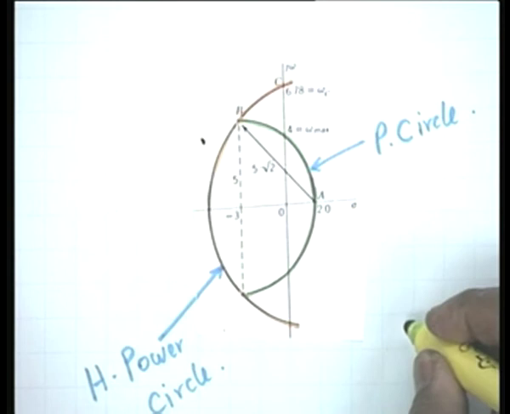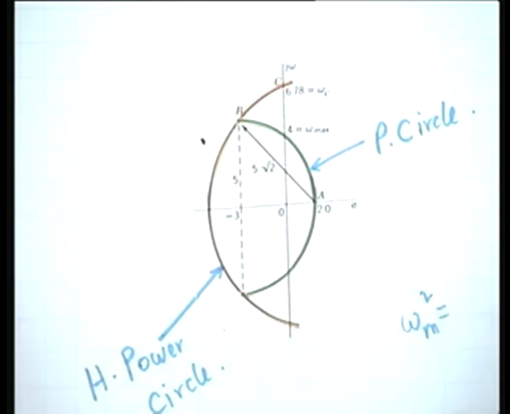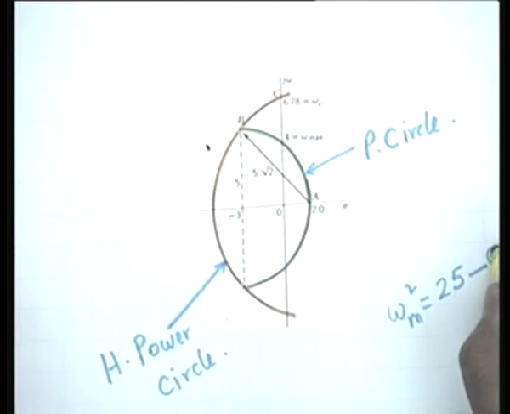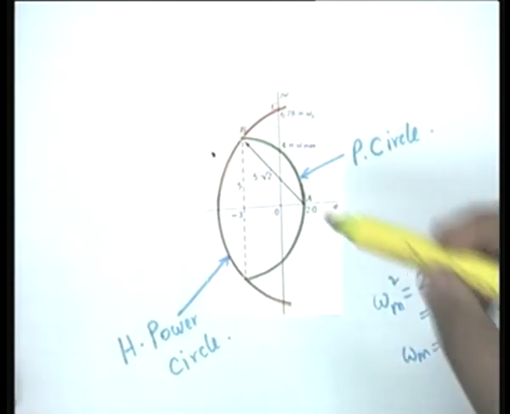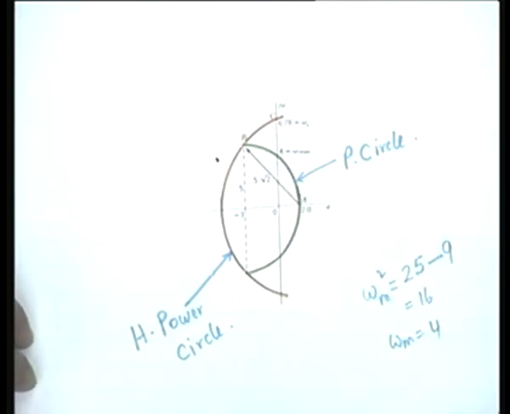Well, this can be found out very easily. Omega m squared would be equal to beta squared, which is 25, minus alpha squared, which is 9. So this is equal to 16, therefore omega m is equal to 4. Alright. It can also be found out by geometrical construction from here, any manner you like.